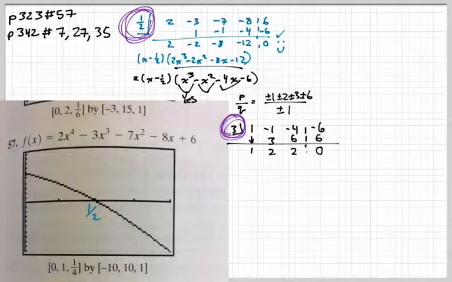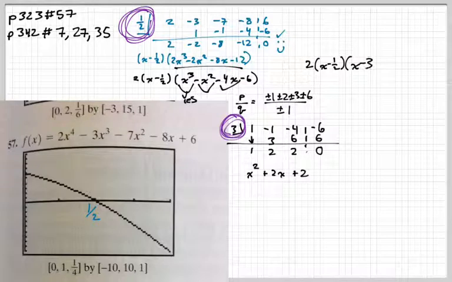Okay, so now my polynomial is x squared plus 2x plus 2. Can I factor that? Let me recap here. We have the 2 out in front, x minus 1/2, and we factored out a 3, so my new factor is x minus 3, because we have a zero at 3. And now we have x squared plus 2x plus 2. And unfortunately, we can't factor this.